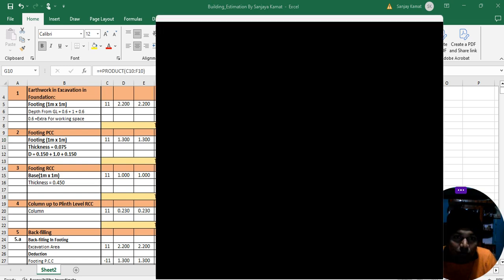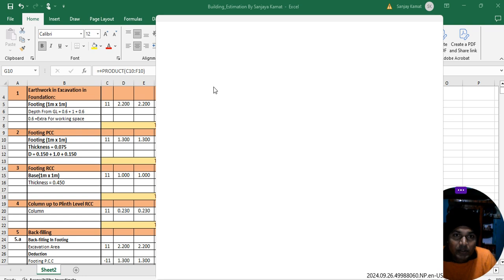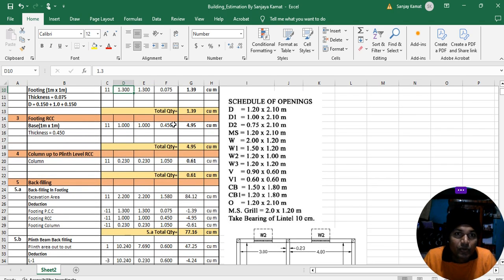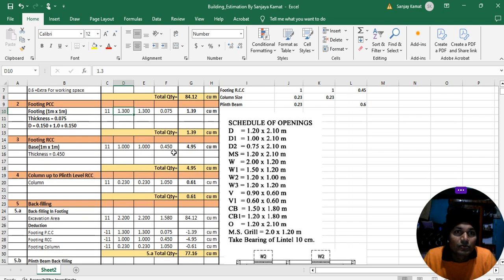So now come to the third point, okay. See, it is still running, it is not opened. If this calculator opens, then I will show you on the calculator. See, my internet is still very slow, so it is not performing quickly. So now the total quantity is how much? 1.39 cubic meter, okay. So for another footing we have done 1.39 cubic meter.